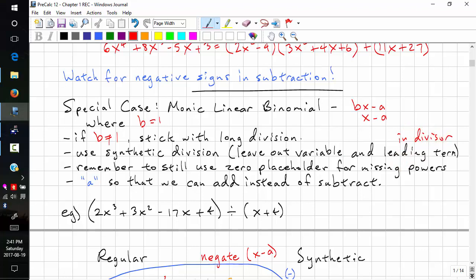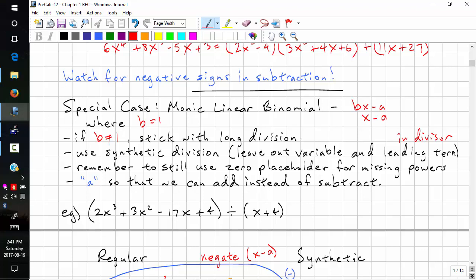We still have to use placeholders for missing powers. And we're going to use a rather than x minus a. The reason is we want to be able to add instead of subtract because we make fewer mistakes adding. So let's look at an example.